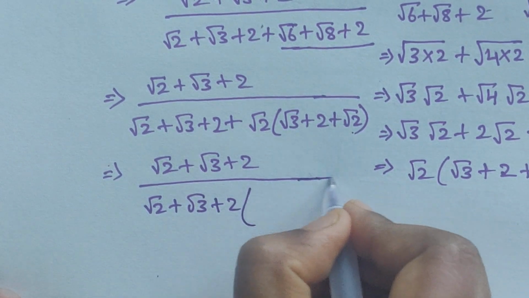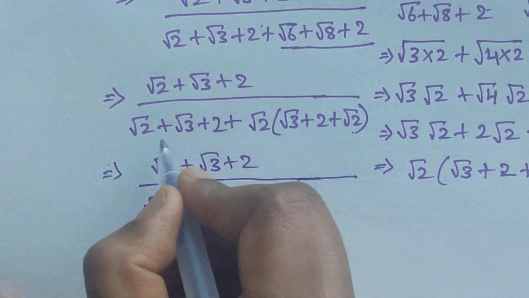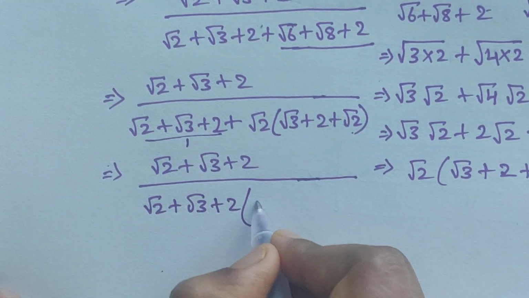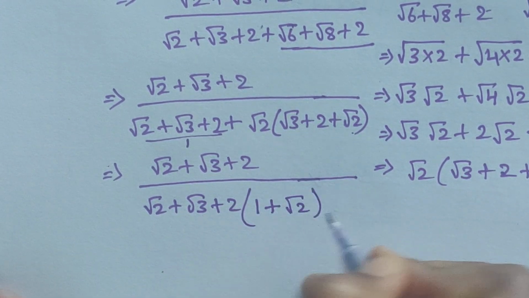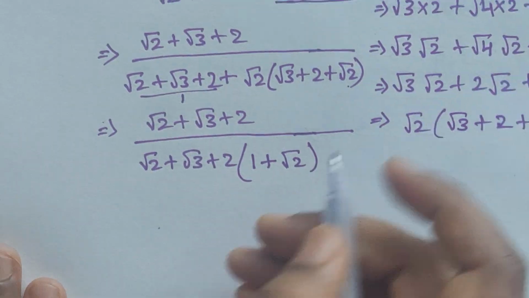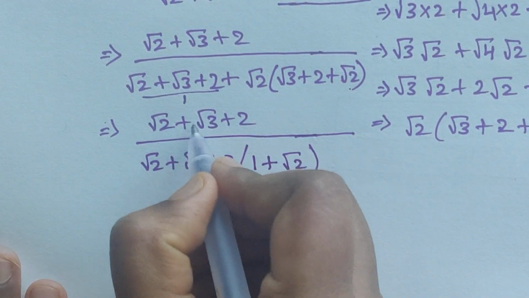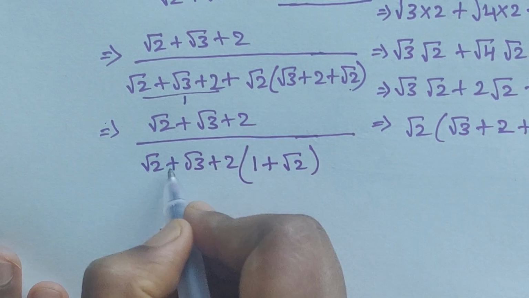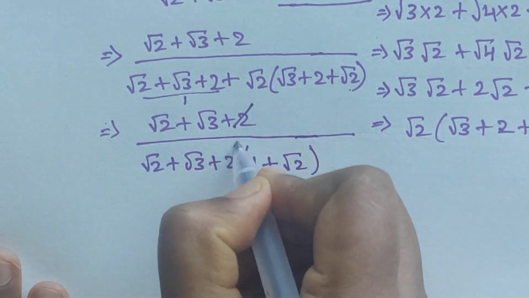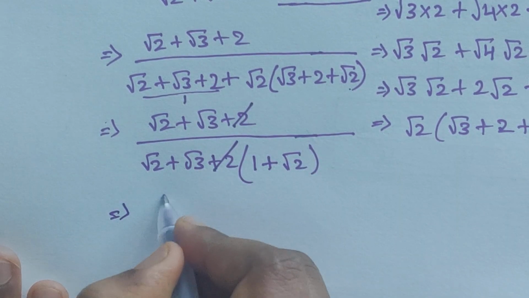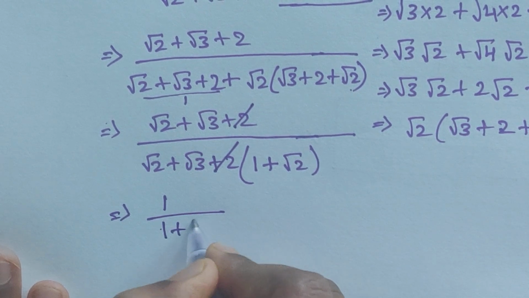Now here we will write the left-over numbers. Here 1 is there, so 1 plus square root of 2. See here, square root of 2 plus square root of 3 plus 2 divided by square root of 2 plus square root of 3 plus 2: both get cancelled. Then we will get 1 by 1 plus square root of 2.